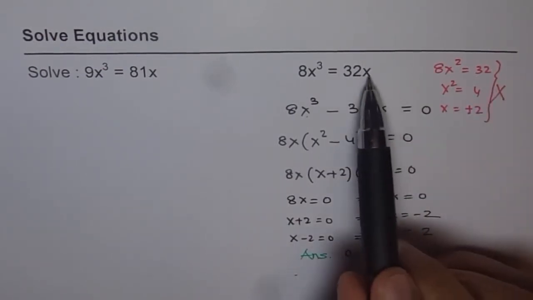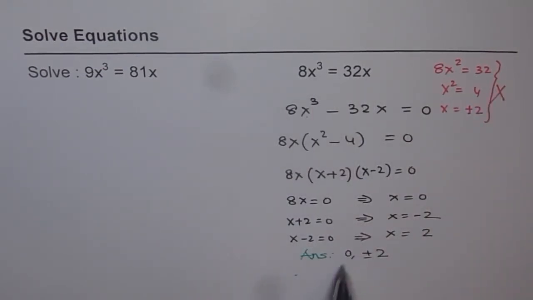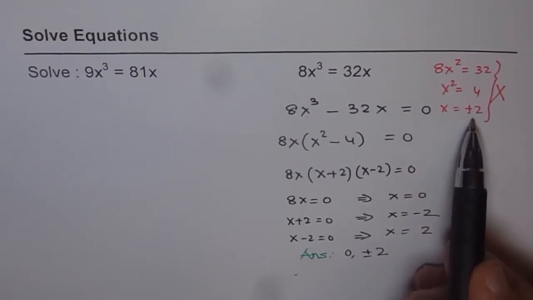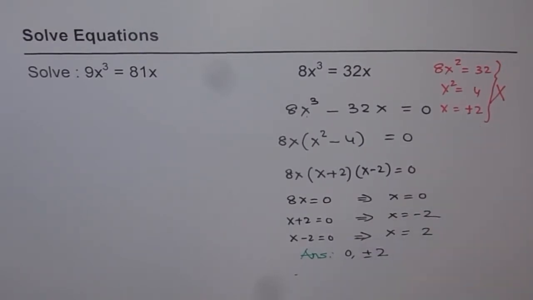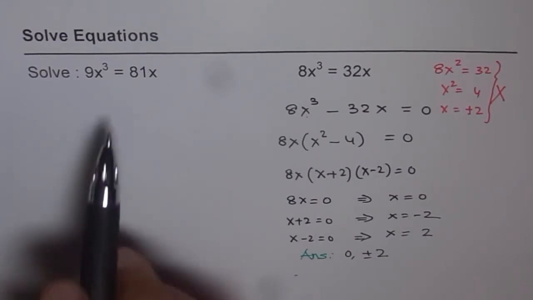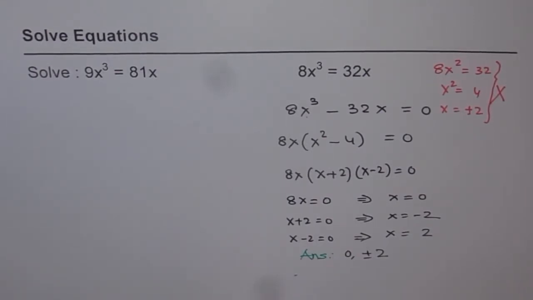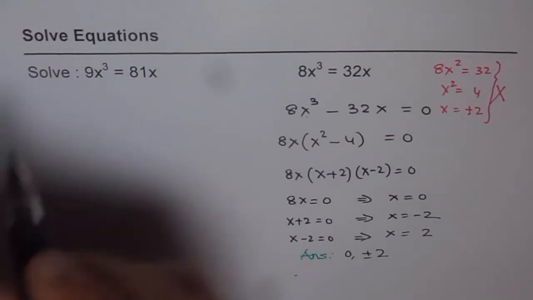If you cancel out x, you're cancelling out the answer 0. You get two answers, plus and minus 2, which will not be correct. In a cubic equation, you can expect three answers, so look for three answers. That is what I'm trying to say here. I hope you can do this question on your own. You can stop the video, try this problem, and then look into my solution. And let me do this for you.